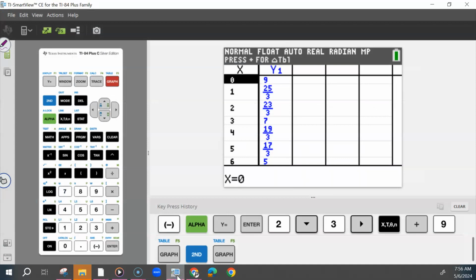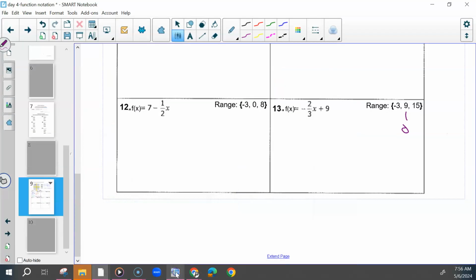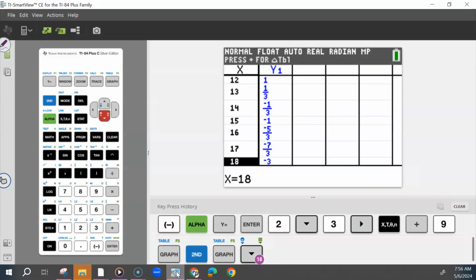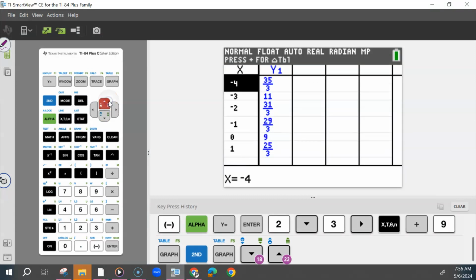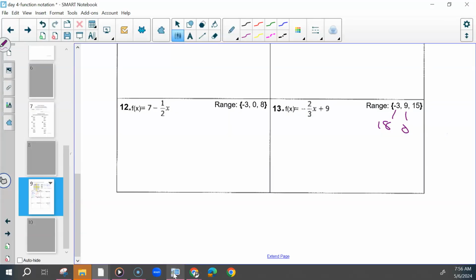And then I see these numbers are going down, so if I want to find negative 3, I have to keep going. So when x is 18, y is negative 3. And then I have to go back and find 15. So when x is negative 9. And then I would just write that in order. Negative 9, 0, 18.